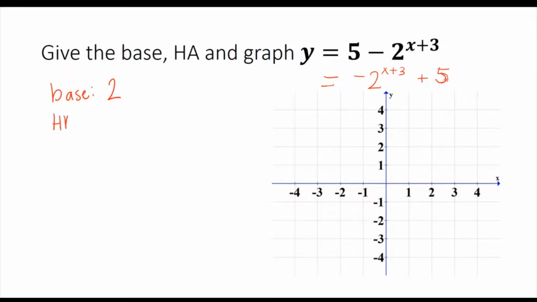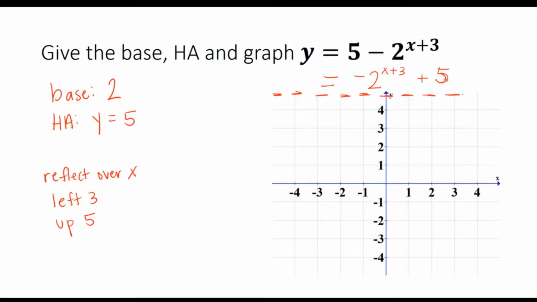And the horizontal asymptote is whatever is added to the end, so y equals positive 5. Okay, now we're going to use transformations to graph this. So the negative in front of my 2 means I need to reflect over x, so it's going to be upside down. The x plus 3 means I need to move left 3, and the plus 5 means I need to move up 5. I'm going to start by plotting my horizontal asymptote at y equals 5.